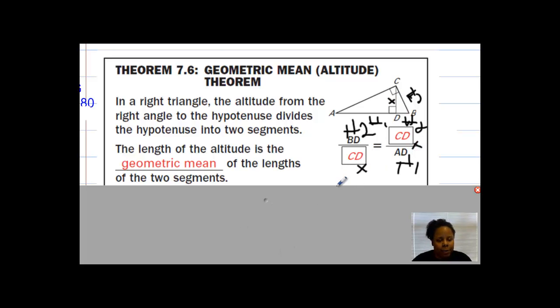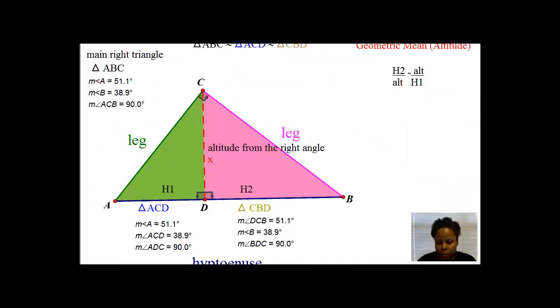Well, why is that relationship important? Well, we're going to be setting up a lot of problems involving the geometric mean, so that proportion is very important. Let's take a look at another relationship.